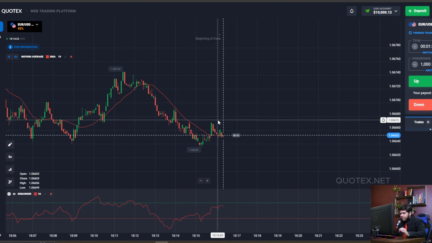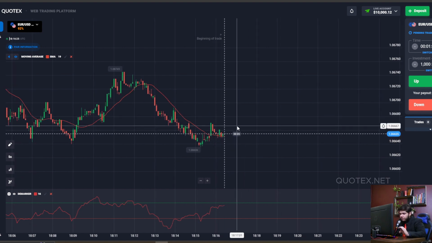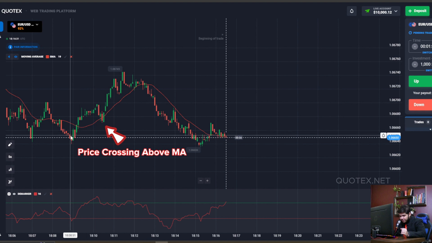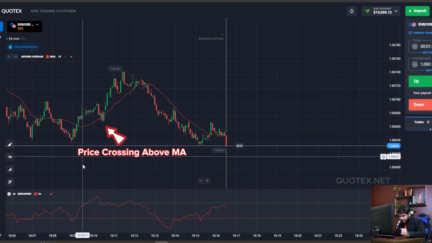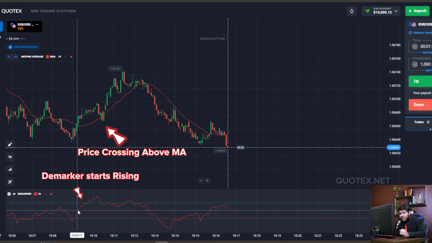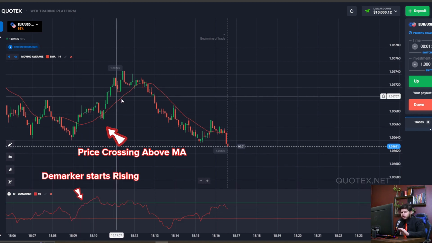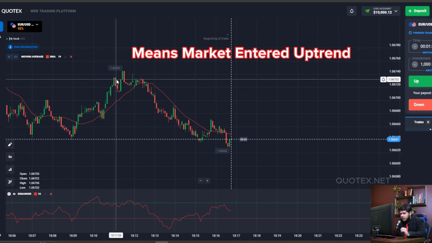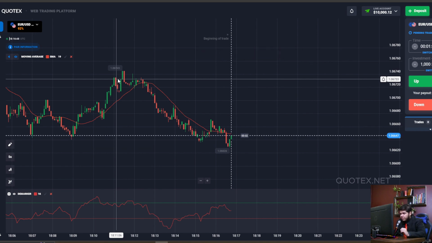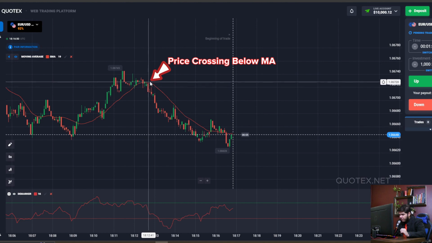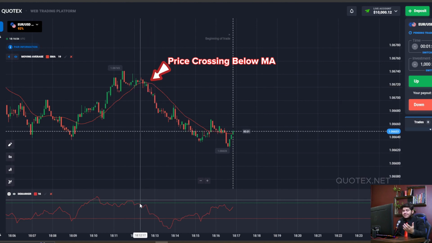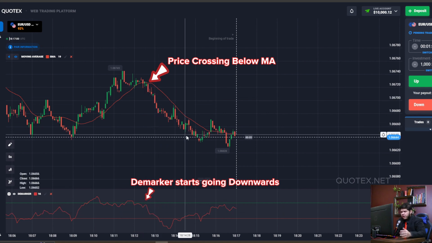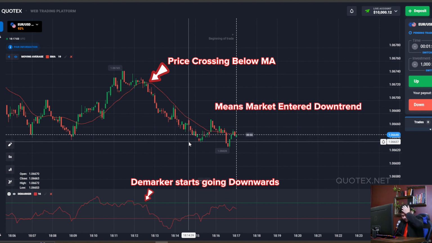So whenever the price moves above this red line you're watching on your screens, like with these green candles, and this DeMarker right here where my arrow is starts rising, it means the market has entered into a short-term uptrend from the point where the market pushed upwards. So now here you can see whenever the price starts going downwards below the moving average and the DeMarker starts moving downwards, it means that the market is right now in a short-term downtrend. So now let's see here, what do we have?